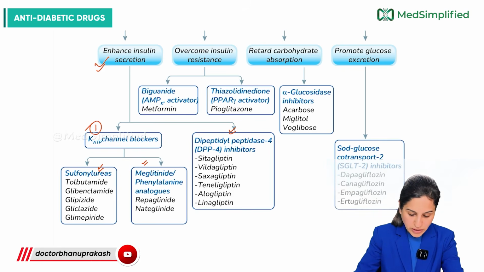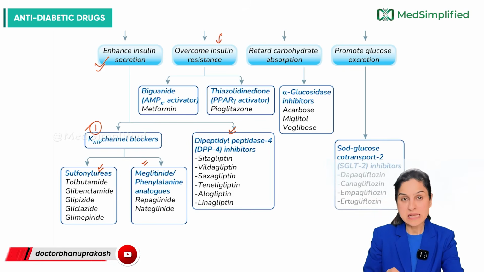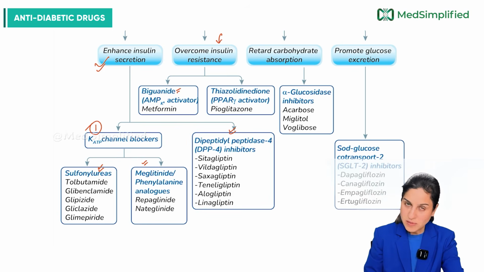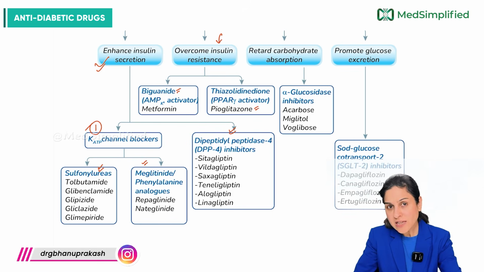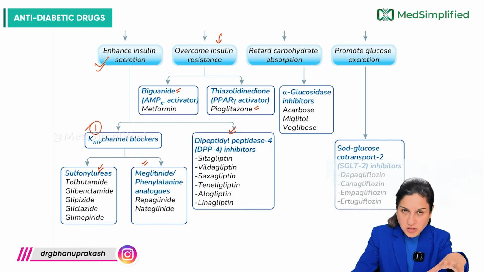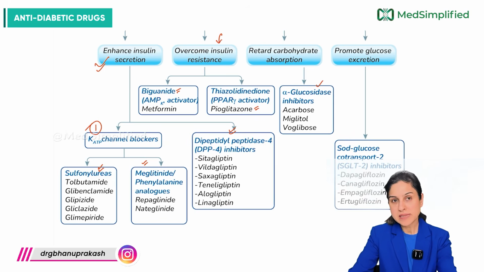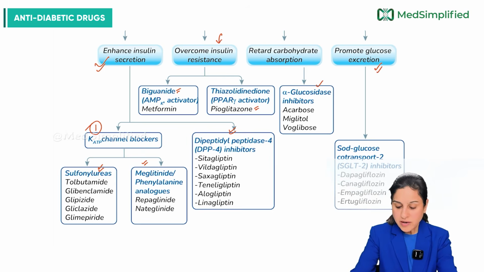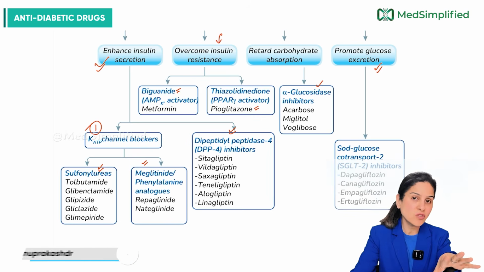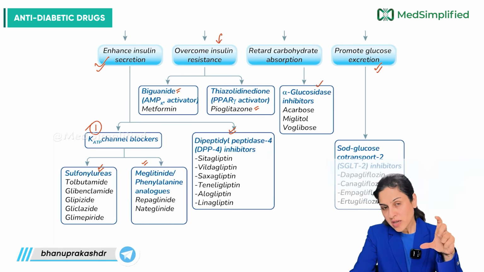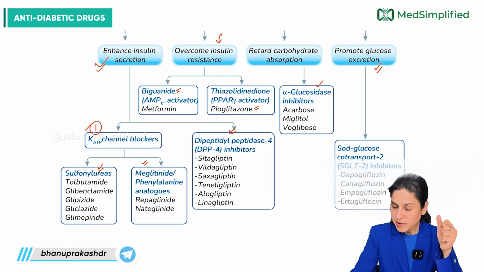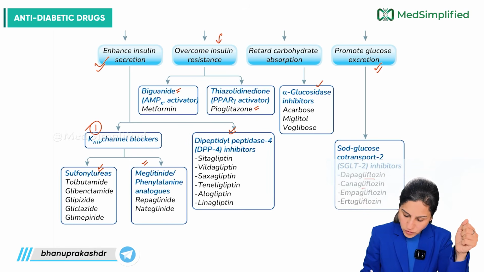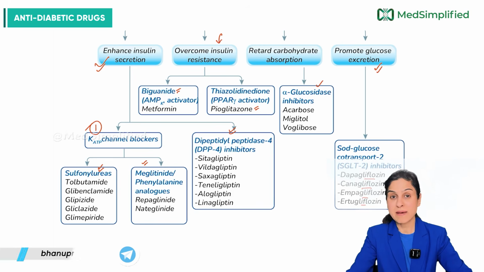Then we have drugs which overcome the resistance. These are biguanides, which is metformin, thiazolidinedione, that is pioglitazone. Then drugs which inhibit or retard the absorption of carbohydrates from the intestine, which are your alpha-glucosidase inhibitors like acarbose, voglibose, miglitol, and very important drugs which promote the excretion of glucose. These are your SGLT2 inhibitors, your gliflozins. Very important from the examination point of view.